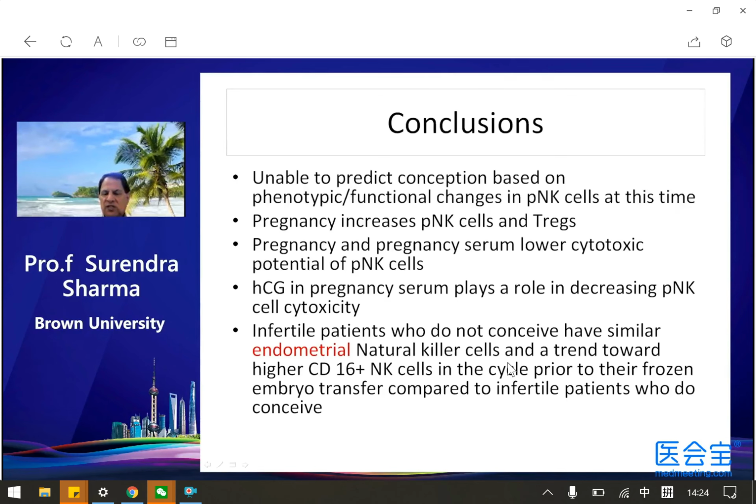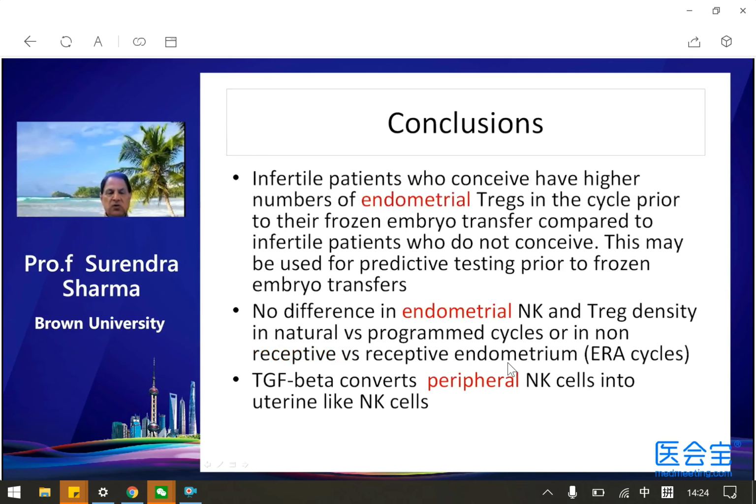Infertile patients who do not conceive have similar endometrial NK cells, and a trend toward higher CD16 positive NK cells in the cycle prior to their frozen embryo transfer compared to infertile patients who do conceive. So, just to continue, infertile patients who conceive have higher numbers of endometrial Tregs when we characterize their endometrial tissue in the cycle prior to their frozen embryo transfer compared to infertile patients who do not conceive. This may be used for predictive testing prior to frozen embryo transfer.